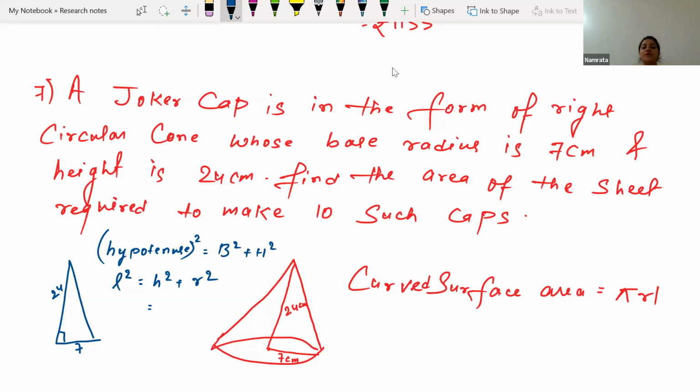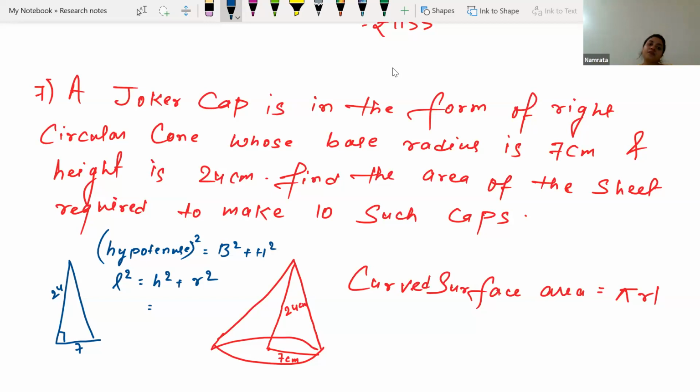Yes, ma'am. Our base is 7, height is 24, and slant height is something like a hypotenuse only. I have taken this triangle from here and drawn it over there. Now with the help of these two data, easily we can find the slant height. How? Just by using Pythagoras theorem, because it's the height. Height means at 90 degrees, so we got a right angle triangle. Right angle triangle means Pythagoras theorem, right?